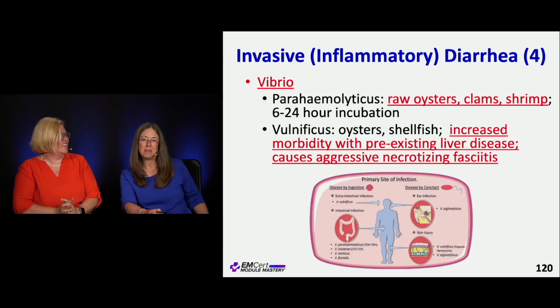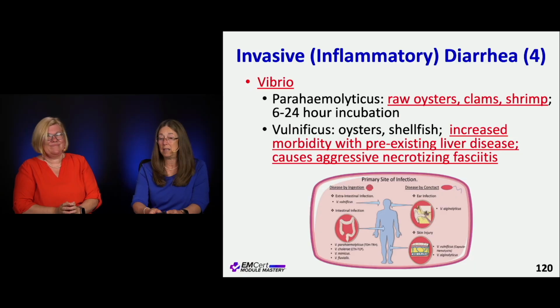You think about this as an invasive diarrhea, except that if you have liver disease and you get vulnificus, you can end up with an aggressive, disastrous necrotizing fasciitis that basically kills you quick. It gets through the liver cells and out into the bloodstream, and then it settles in weird places, like a patch on my side and a patch on my thigh, and this can be pretty devastating.